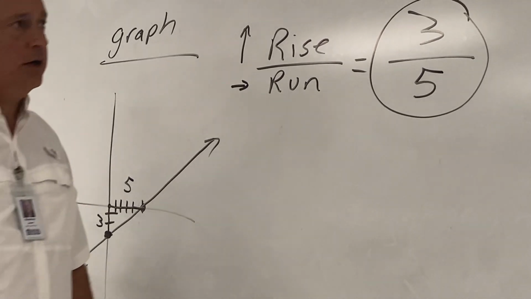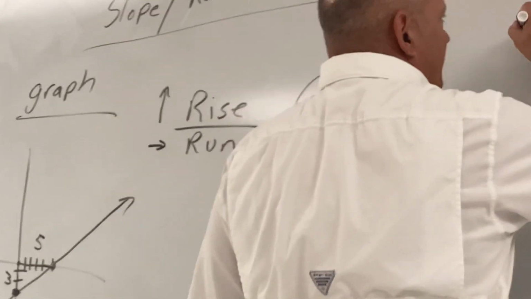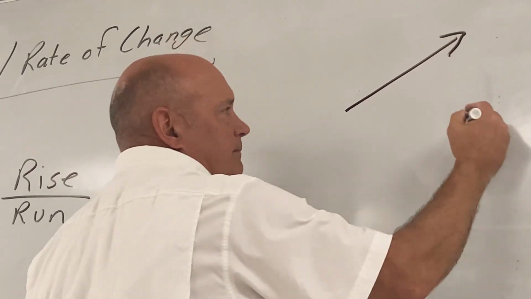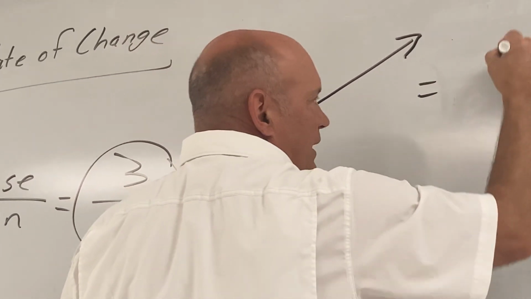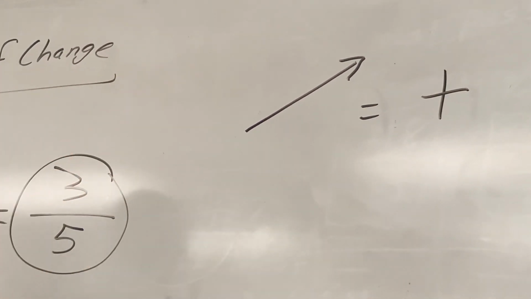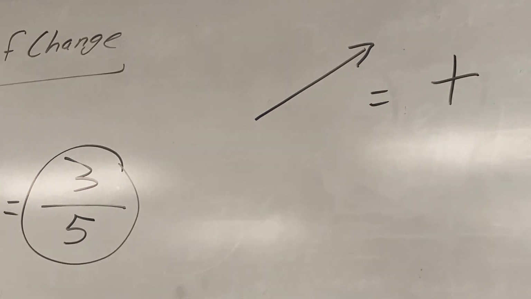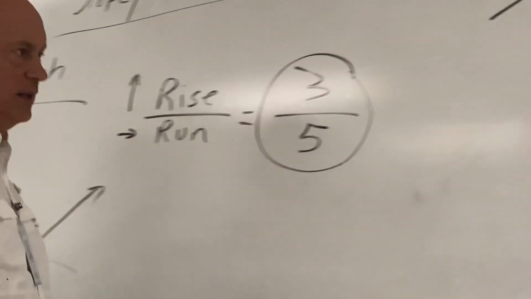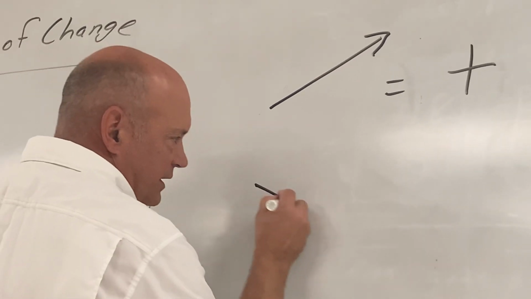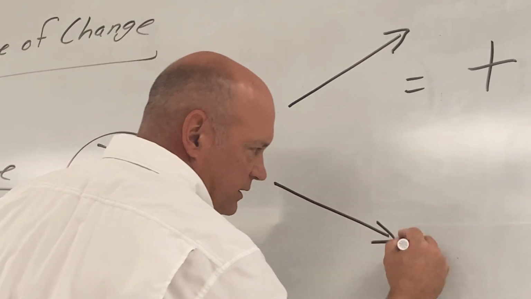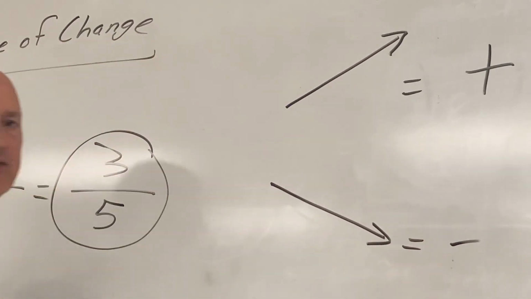Now we need to talk. If the line goes in this direction, the slope will always be positive. And I'll tell you how to read it in just a second. If the line goes in this direction, the slope is always going to be a negative slope.